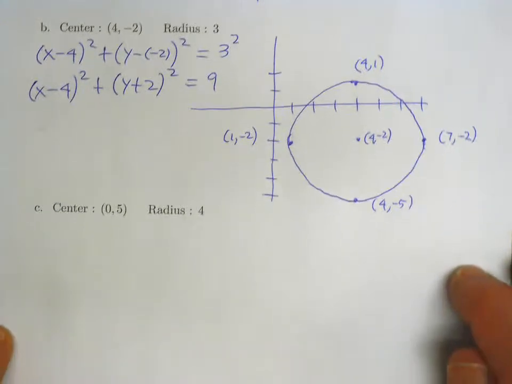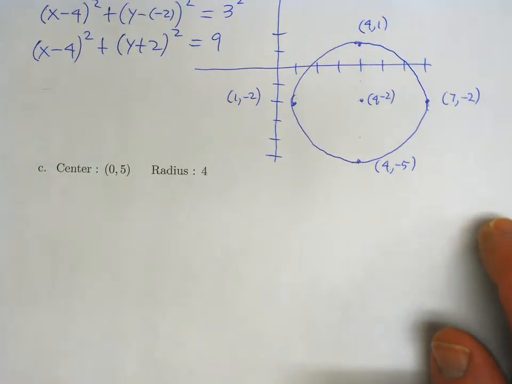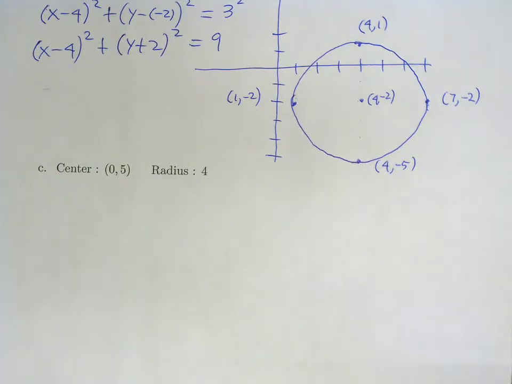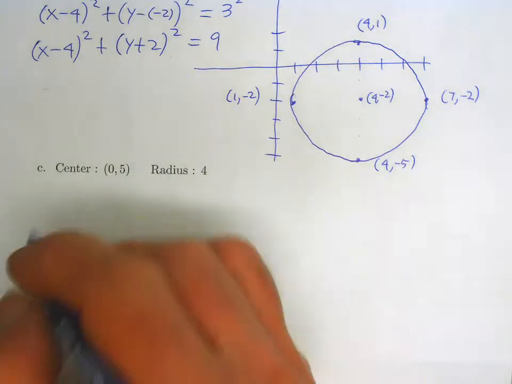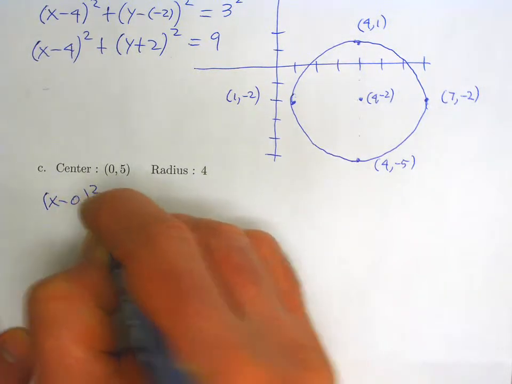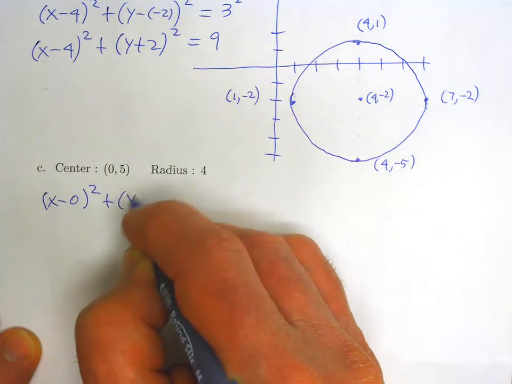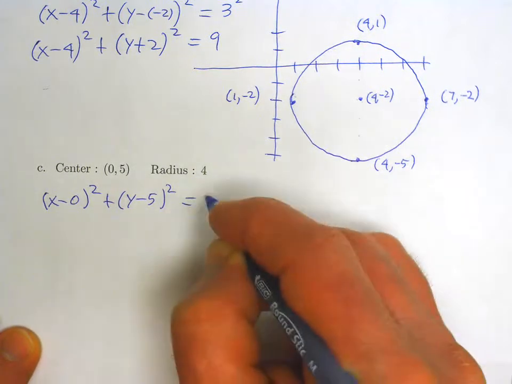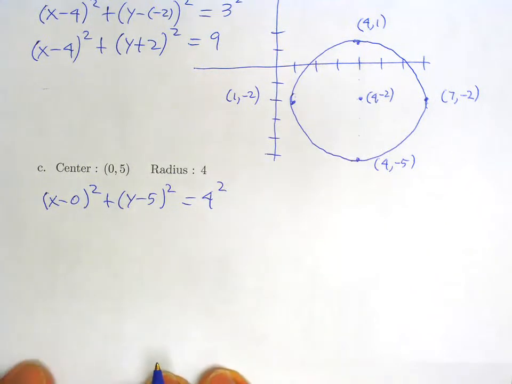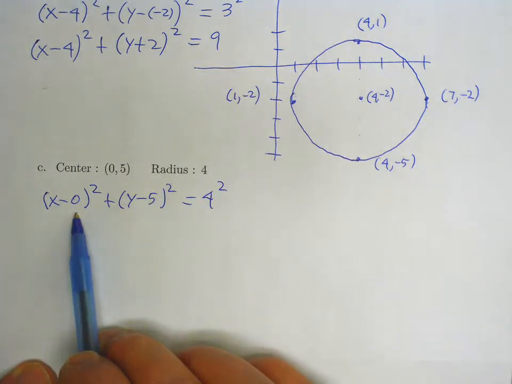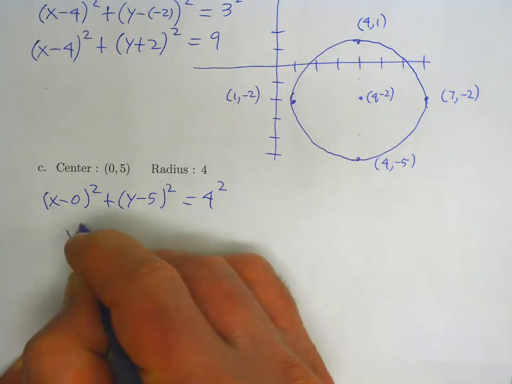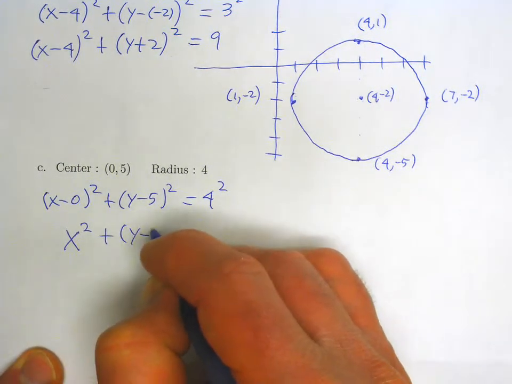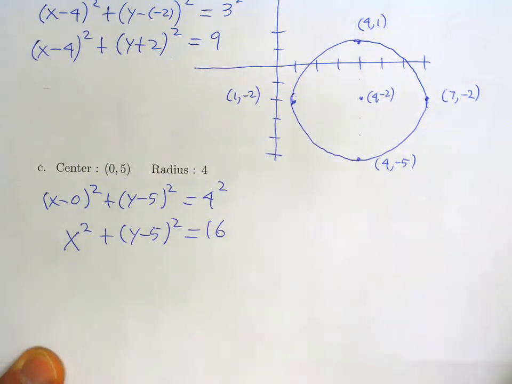Okay, one more example of this. This one, the center is 0, 5, and the radius is 4. First write the standard equation. The x-coordinate is 0, so x minus 0 quantity squared plus y minus 5 quantity squared equals the radius squared. X minus 0 is just x, so we get x squared, and then plus y minus 5 squared equals 16.